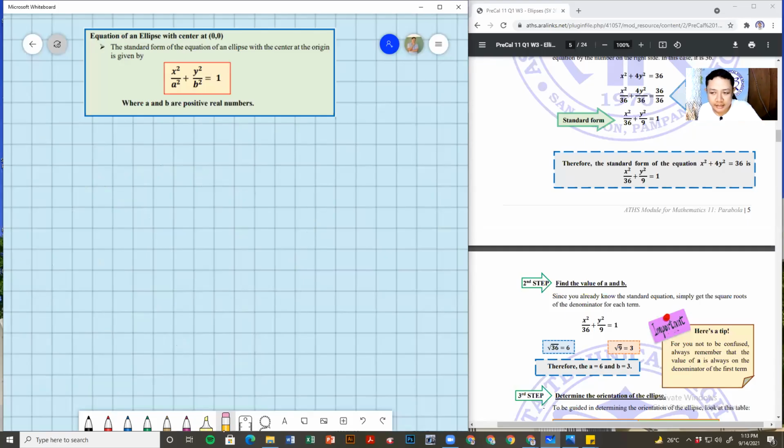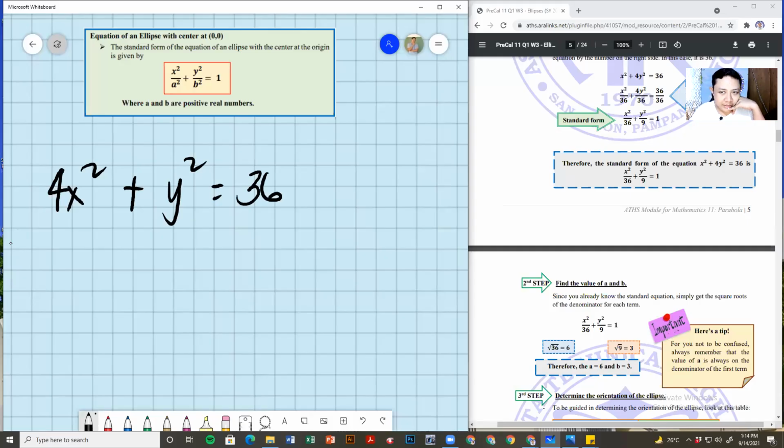Okay, let's have another example. What if we have, this time I want you to write the answer, show your answer. x squared plus, let me change this to 4x squared plus y squared is equal to 36. Go. Express this in standard form. Type your answer in the chat box once you're done.